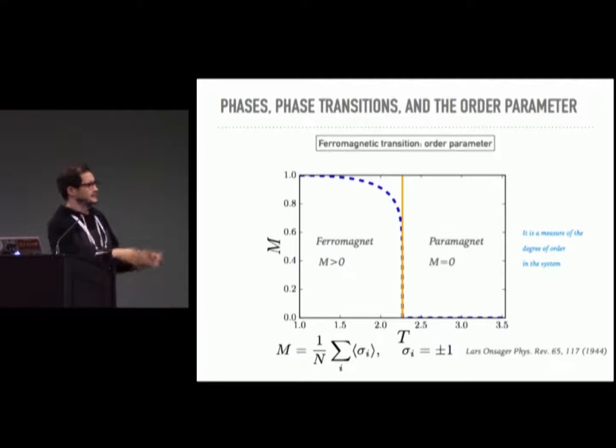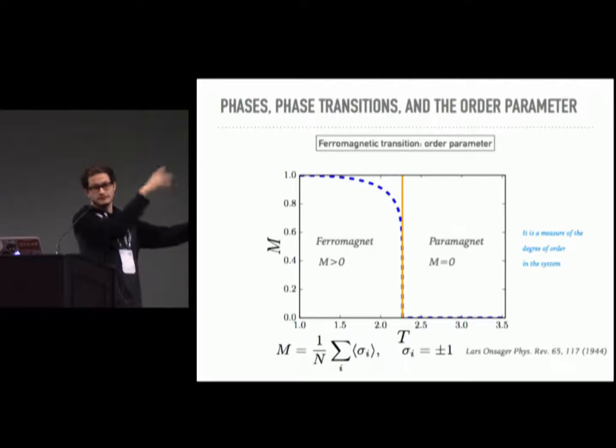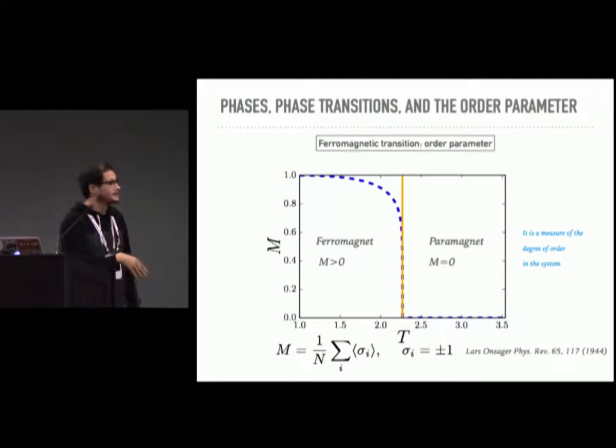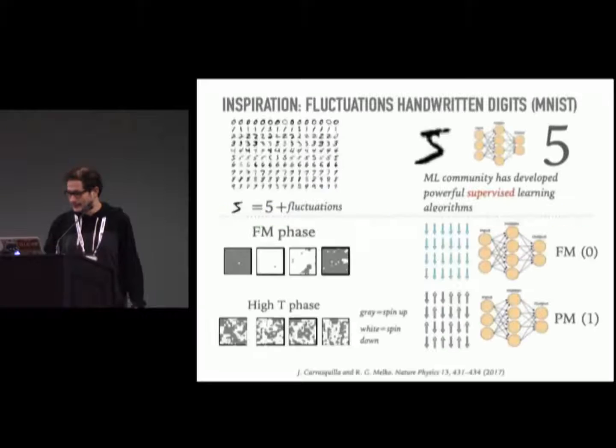What we know about it is that there's a phase transition between the low temperature and the high temperature regime, and the phase transition is characterized by an order parameter called magnetization, which is the expectation value of the average over the spins in the lattice. At low temperature the magnetization is finite, and at high temperature it goes to 0. The critical point was predicted by Lars Onsager in the 40s. So it's a pretty well understood problem, but for the sake of understanding machine learning techniques, that's what we started with. So what do I mean by machine learning phases of matter?